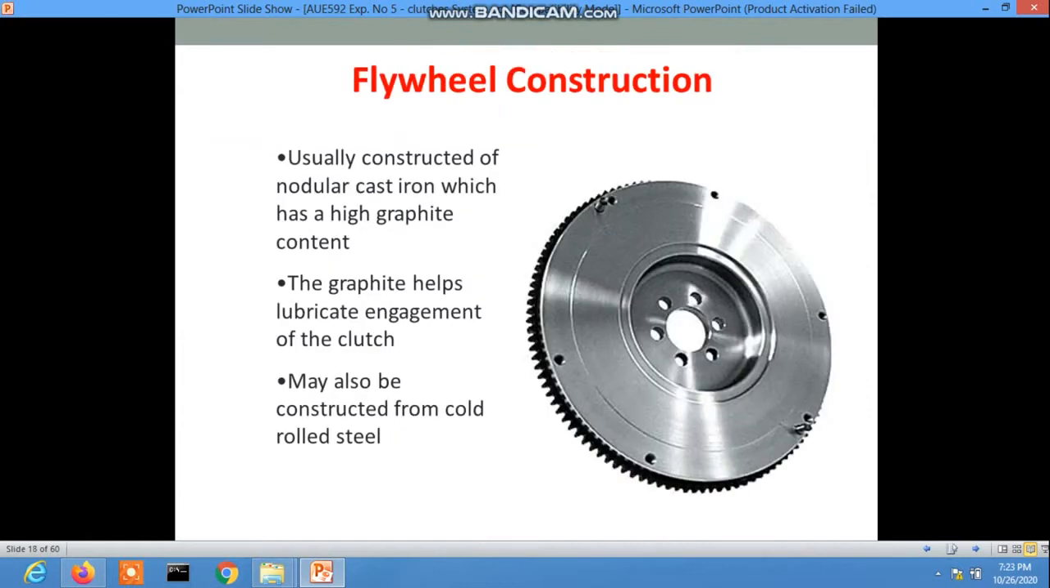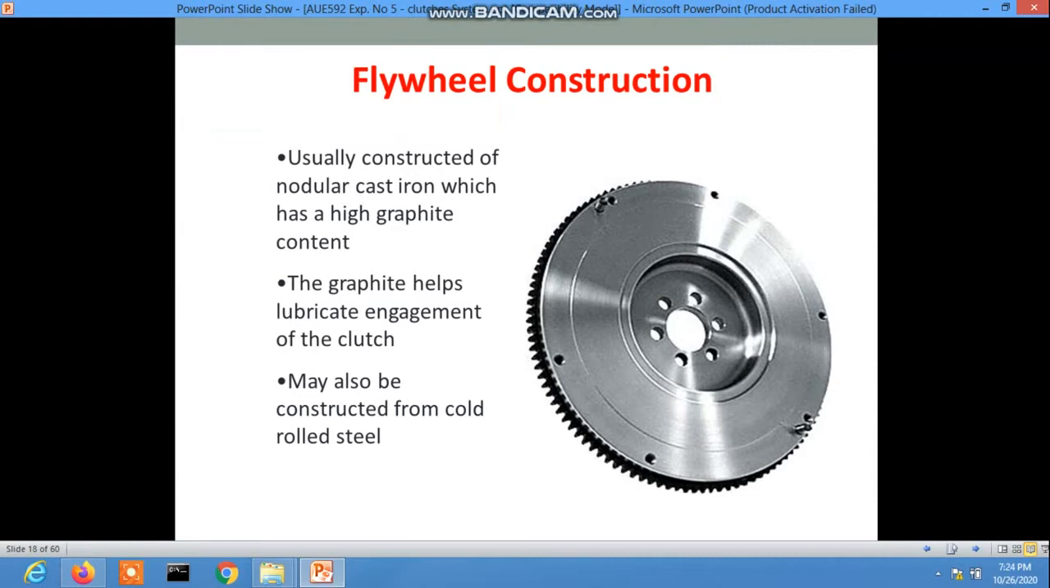Flywheel construction: usually constructed of nodular cast iron, which has a high graphite content. The graphite helps the lubricant engagement of the clutch. So why is graphite used? Because the carbon percentage is higher than in other materials. Carbon is a good lubricant, so that's why the high graphite is here. It may also be constructed from cold roll steel.